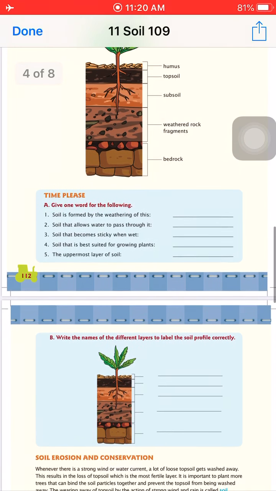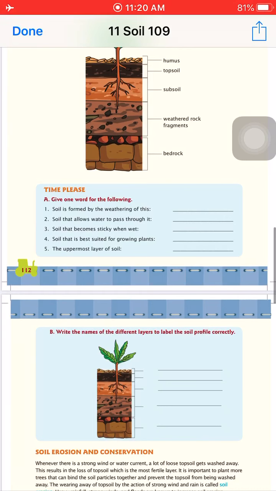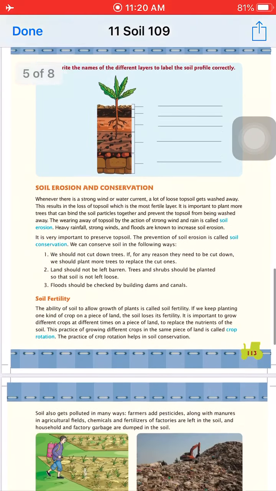Okay, and B section you have to label the different parts of layers. Okay, as we discuss above. First is humus, topsoil, subsoil, weathering rocks, and last one is bedrock.